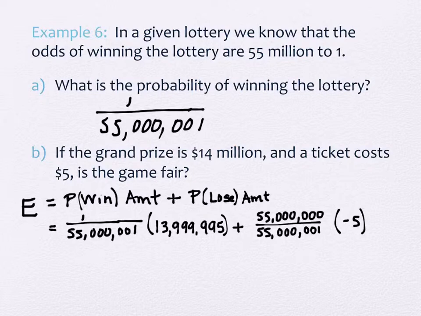Now here's a cool thing to notice. These are fractions, right? And they're fractions that have the same denominator, correct? So really we could just add 13,999,995 to this number, the 55 million times -5, and then we can divide just one time instead of working with the funny decimals for so long. So my suggestion is to take 55 million and multiply by -5, and then add the almost 14 million to that. And once you hit that value, hit enter, and then divide by the 55,000,001.